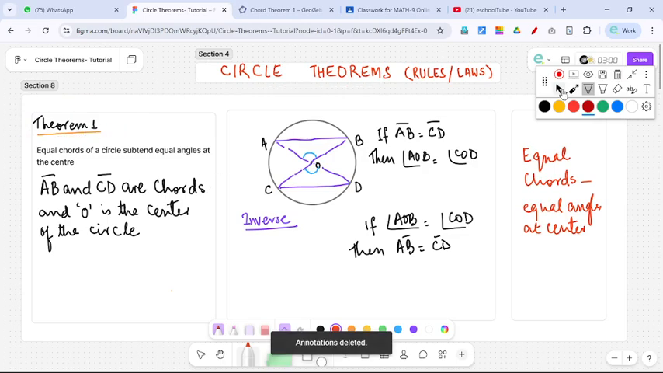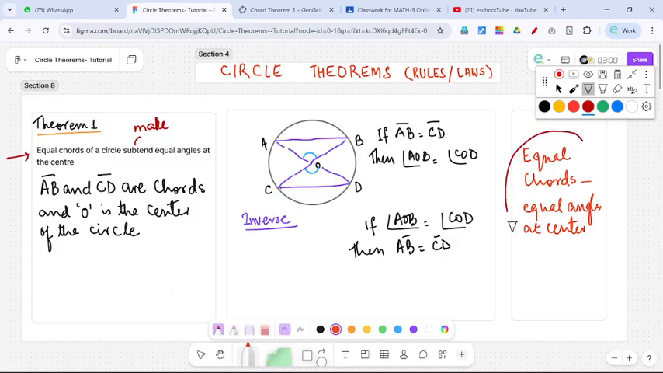It states: equal chords of a circle subtend equal angles at the center. Subtend means they make. So in the center paragraph we will see some explanation, and over here we will just summarize the theorem.